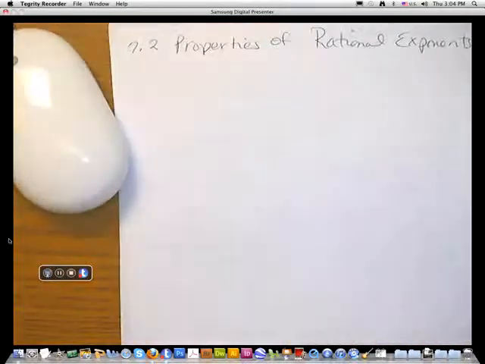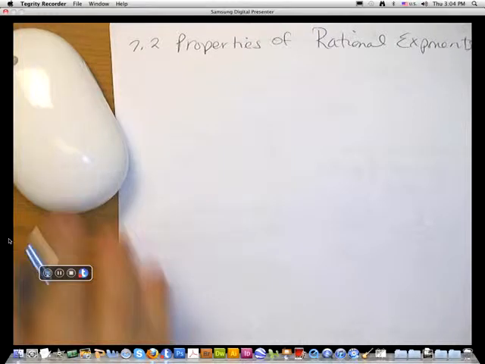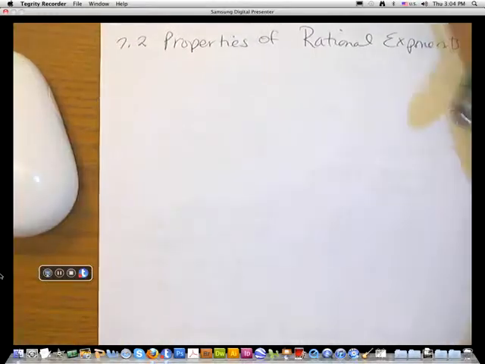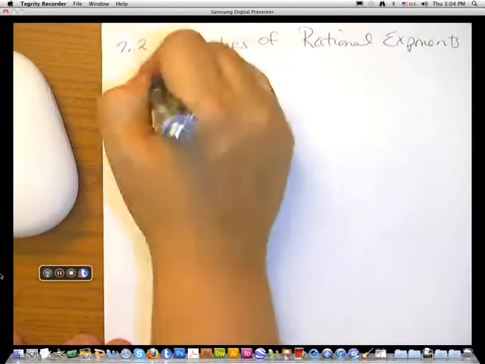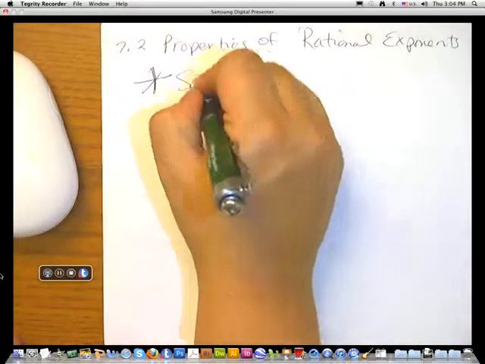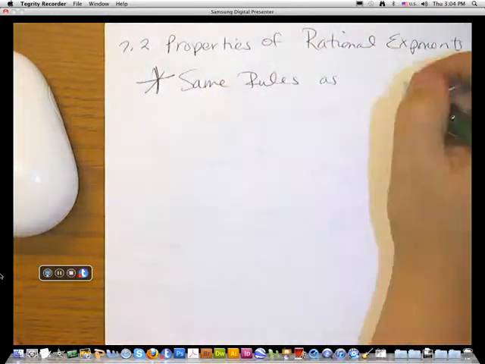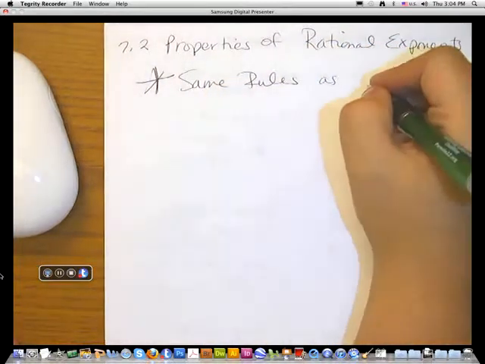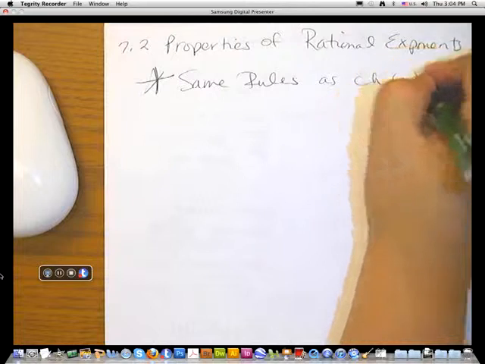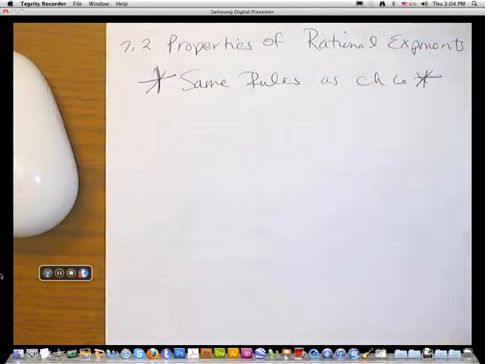All right, 7.2, properties of rational exponents. For the properties of rational exponents, the only thing you need to know are the exact same rules as whole numbers, as integers. So as what we did in chapter 6, on 6.1, those 9 rules or so that we had at the very, very beginning. Those are the exact same rules as rational exponents.